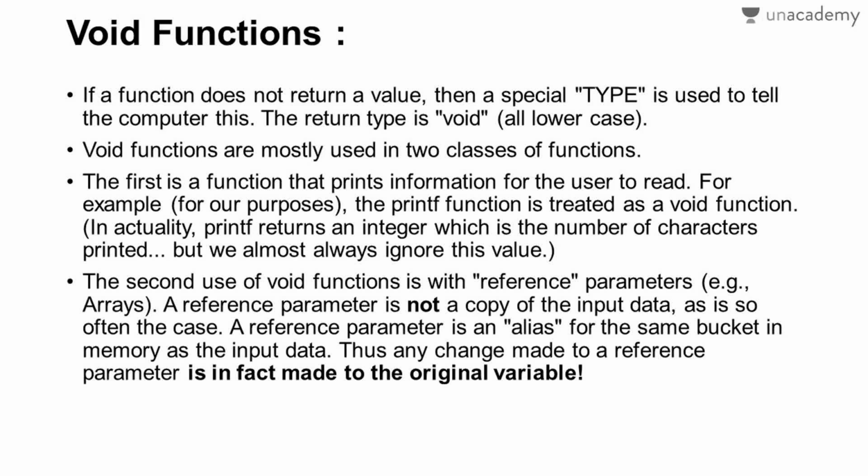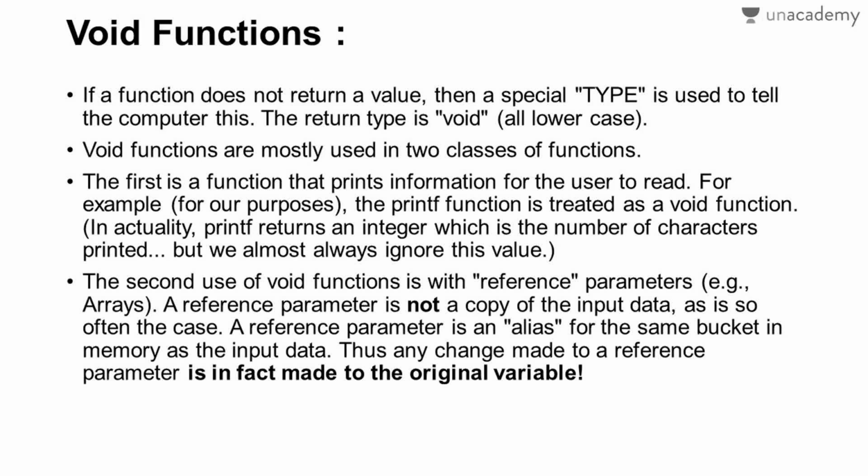Void functions are mostly used in two classes of functions. First, to print information for the user to read, for example the printf function, and second, with reference parameters. A reference parameter is not a copy of the input data. A reference parameter is an alias for the same bucket in memory as the input data.